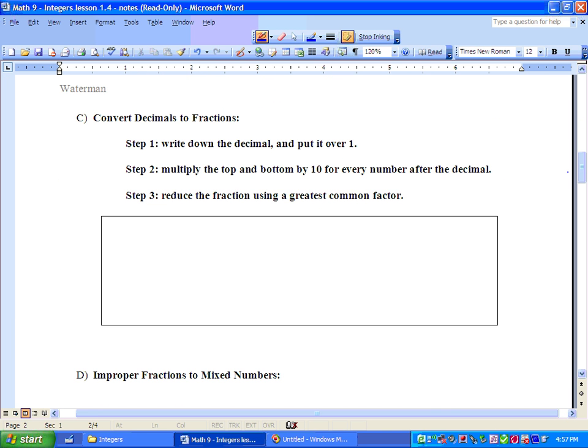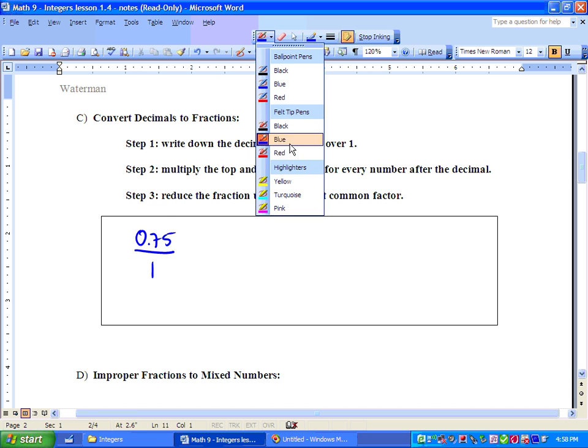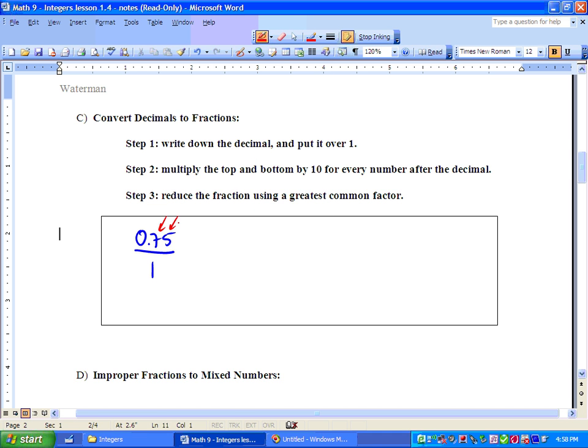Now, we're going to convert decimals to fractions. So first off, we're going to write down a decimal. Let's start with 0.75. And we're going to put it over 1. Next, we're going to multiply the top and the bottom by 10 for every number after the decimal. So we have two decimals, two numbers. And we're going to multiply it by 10 and 10, which is 100. So we're going to get 75 over 100.